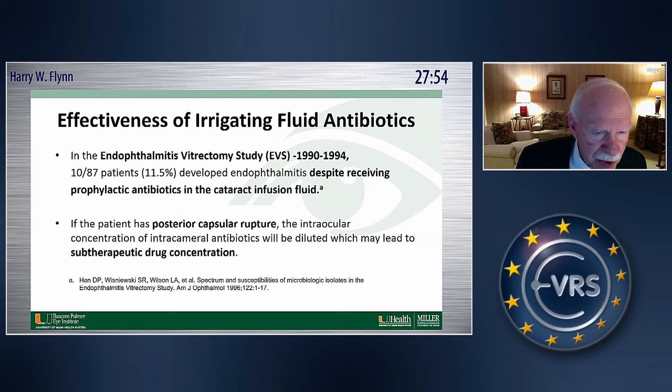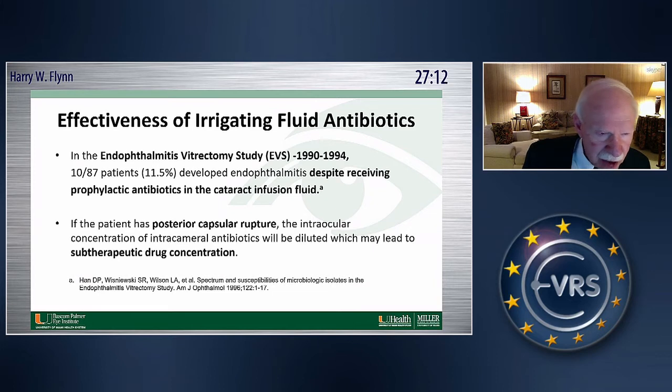The Endophthalmitis Vitrectomy Study in 1990 to 1994 looked at this issue. Of 87 patients in which the history by the referring doctors was available, 10 developed endophthalmitis despite receiving prophylactic antibiotics in the cataract infusion fluid. So if rupture of the posterior capsule occurs, we know that the dilution of antibiotics will be reduced and therefore will be ineffective.